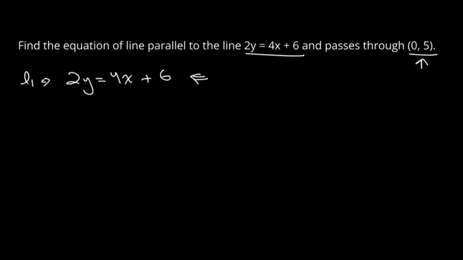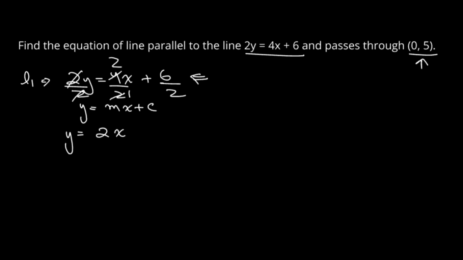Now, I need to write this line L1 in the form y equals mx plus c. So what I can do is divide the whole equation by 2. So divided by 2, divided by 2, divided by 2. So this becomes y equals (4 over 2)x plus (6 over 2).